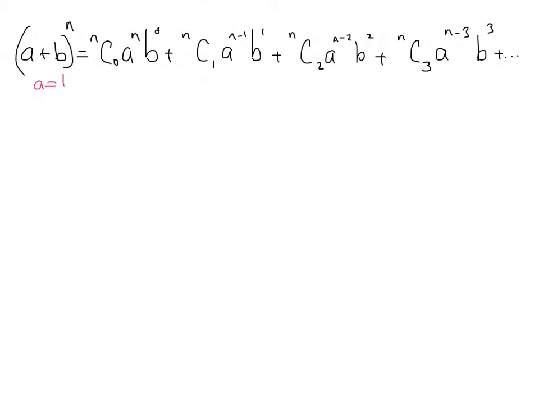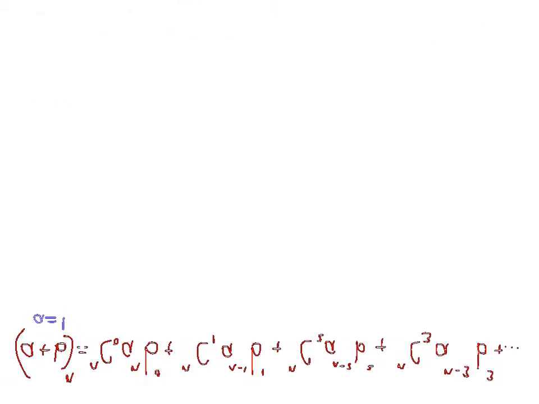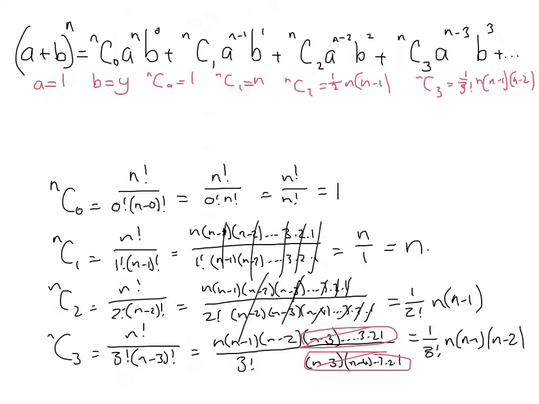Okay, let's put these in at the top. n choose 2 is a half n, n minus 1, and n choose 3 is 1 over 3 factorial, which is a sixth, n, n minus 1, n minus 2, and obviously I could just keep going. So what does the formula look like now?